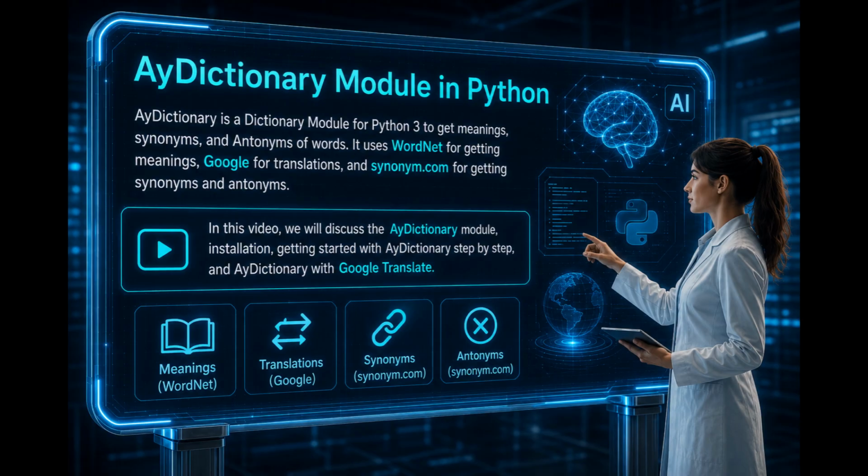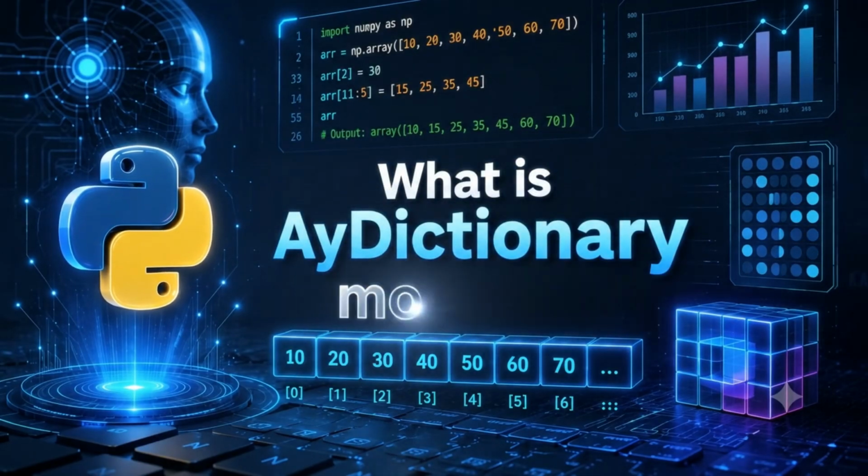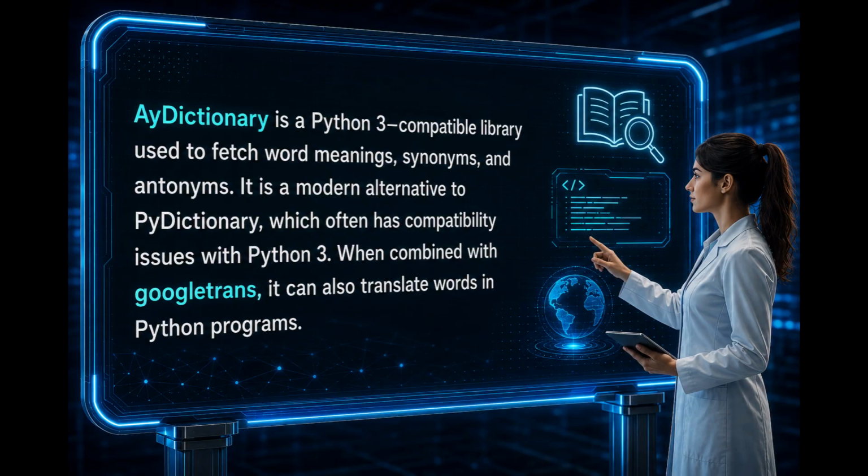In this video, we will discuss the AyDictionary module, installation, getting started with AyDictionary step by step, and AyDictionary with Google Translate. What is the AyDictionary module? AyDictionary is a Python 3 compatible library used to fetch word meanings, synonyms, and antonyms. It is a modern alternative to PyDictionary, which often has compatibility issues with Python 3. When combined with Google Trans, it can also translate words in Python programs.